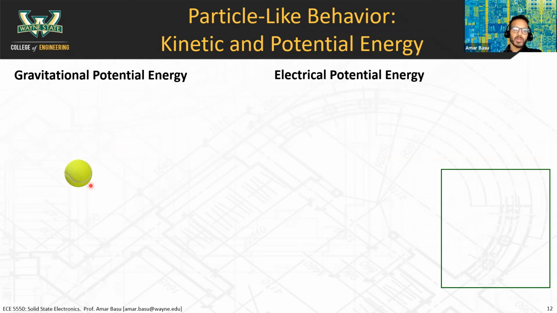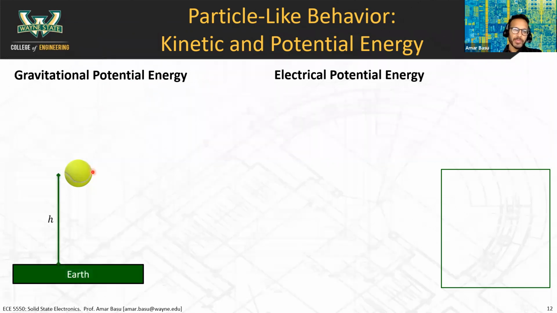We'll start by talking about potential energy. We'll talk about how that potential energy is converted to kinetic. Very simple example. You have a tennis ball, and that tennis ball is held at a height h above the earth. And then you just drop the tennis ball. Okay, so what I want you to understand here is that the tennis ball has some gravitational potential energy because it's held at a height h above the earth.